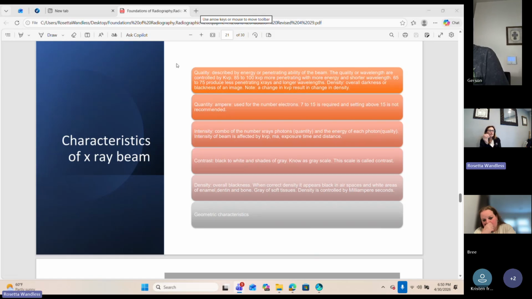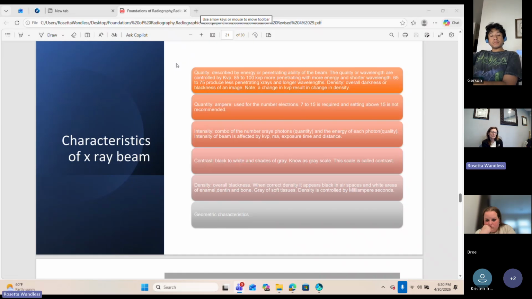The more penetrating power, again, the shorter the wavelengths, right? The shorter the wavelength, the greater the penetrating power, all of it, the more energy it has. So we're going to get that clean, crisp image.